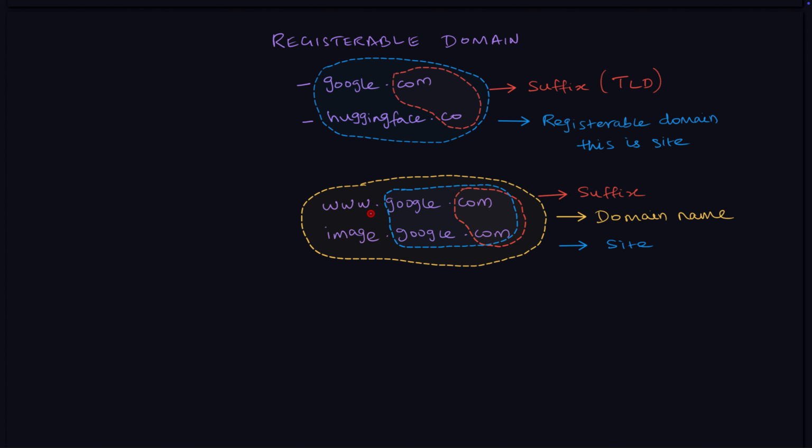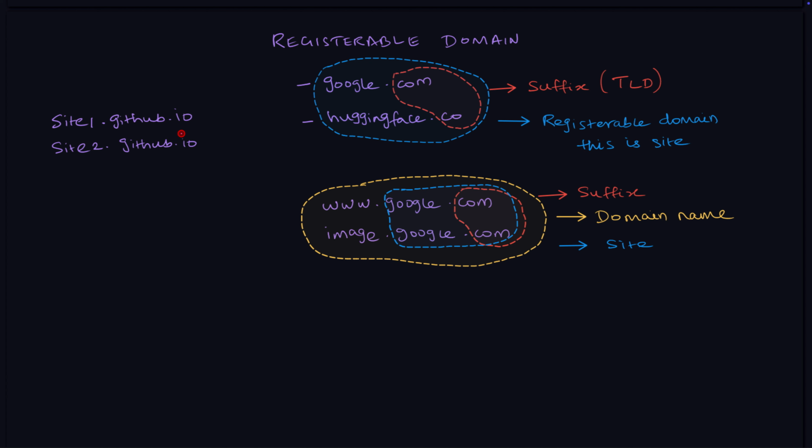So in this example, though we have two different domain names, or basically they are subdomains of google.com, the site is the same. Although we have two different domains, the site for these two domains is the same. Okay, so this is an important thing to remember. Now let's see some more examples.